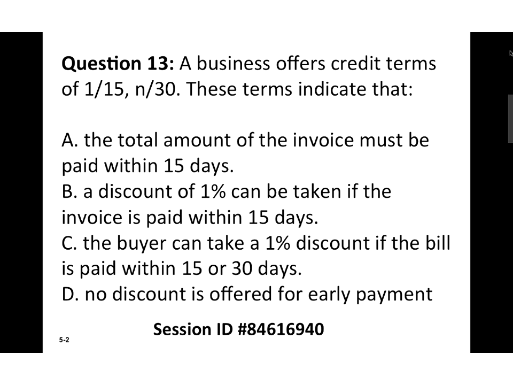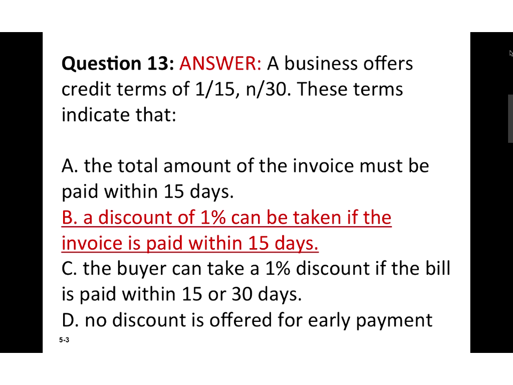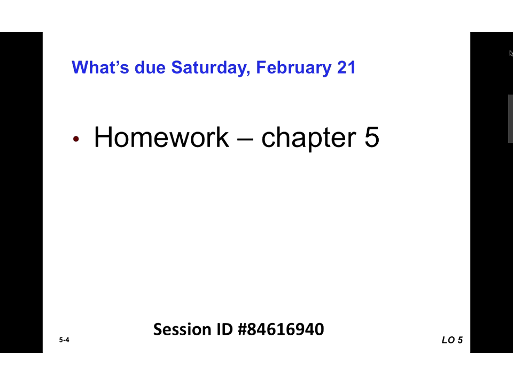Okay, we're going to close the question in about a minute. I'm going to go over the answer now, so it won't close on your device quite yet. 1/15 net 30 means you get a 1% discount if you pay within 15 days after the invoice date, but you have to pay the entire invoice within 30 days if you don't pay within the 15. As I said, that question will remain open for just a minute or two.